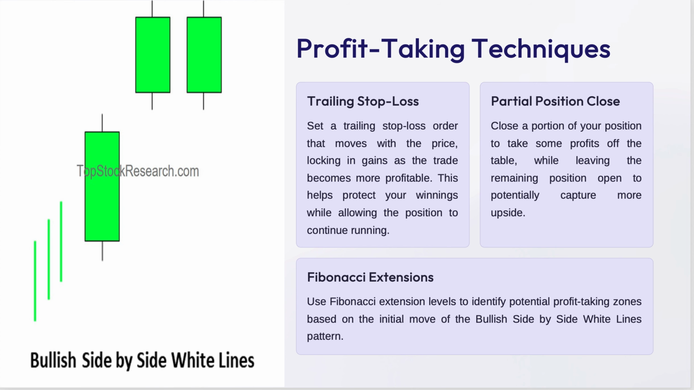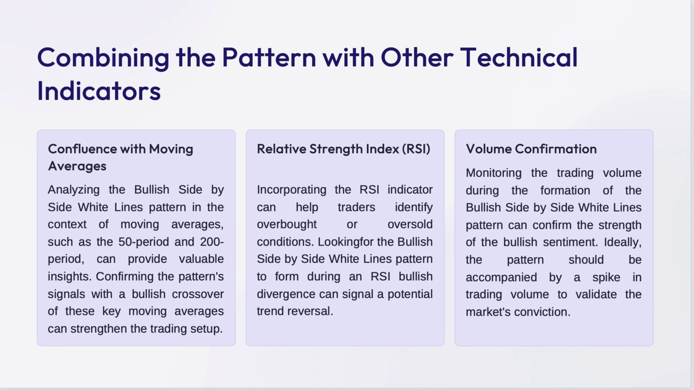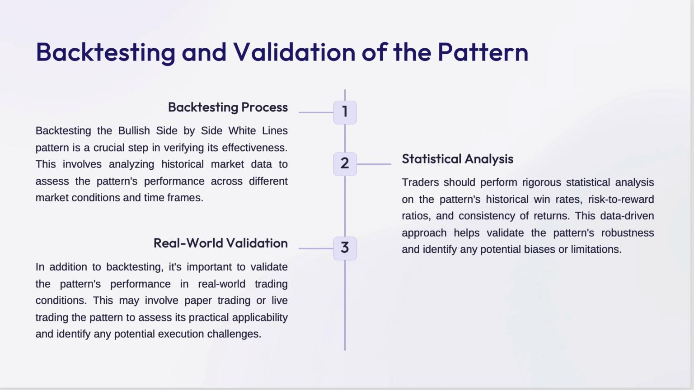And partial position closing: if you have taken multiple lots, or if you are taking maybe 100 units, then you can close out 50 units. Once you have profit on the remaining 50 units, you can trade. It all depends upon what kind of trader you are, how closely you look at the underlying, and how close you are to the trading terminal. Confluence with moving averages, RSI, and volume confirmation will make the pattern stronger. Combining with other indicators also makes it very strong. Backtesting, statistical analysis, and real world validation are very important.